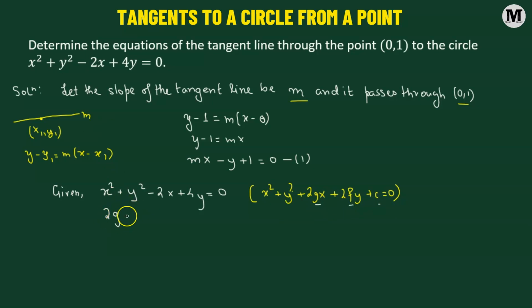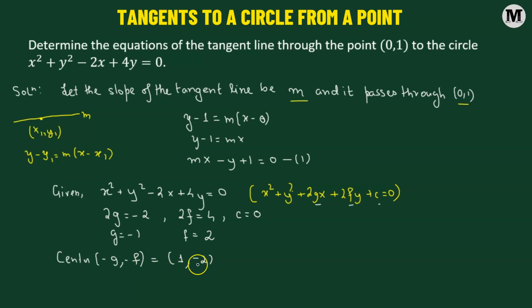So here on comparing we get 2g equals negative 2 and 2f equals 4. Here the c value is simply 0. So g comes out to be negative 1 and f comes out to be positive 2. Now the coordinates of the center of the circle are given by (negative g, negative f), which means that our circle has the center with coordinates (1, negative 2). Be careful with the sign here. The radius of the circle can be obtained by using the equation r equals square root of g squared plus f squared minus c. That will be equal to square root of 5.